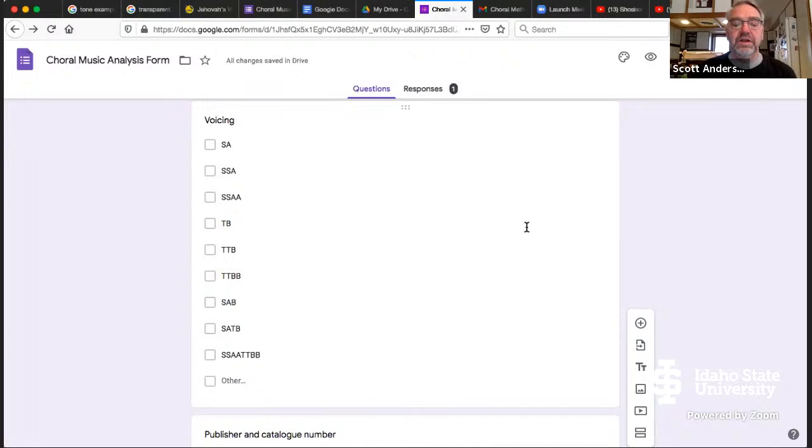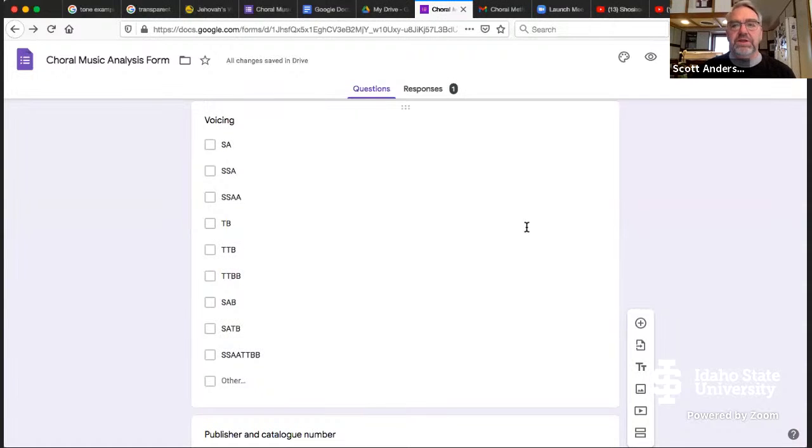I've got an 8-part designation there, SSAATTBB, which means there's a soprano 1, soprano 2, tenor 1, tenor 2, that kind of thing. So you've got a higher and lower of each part. Other is there because there might be some variant of that. There is soprano tenor music, there is alto tenor bass music, there's SSATB music, all sorts of other parts, and you can fill that in if you have a piece that calls for that. So voicing just means, as it says, what are the parts? How many parts are there, and what are they designated?